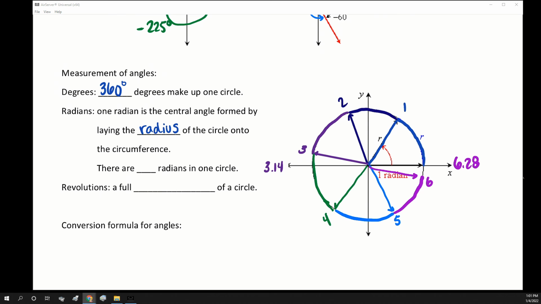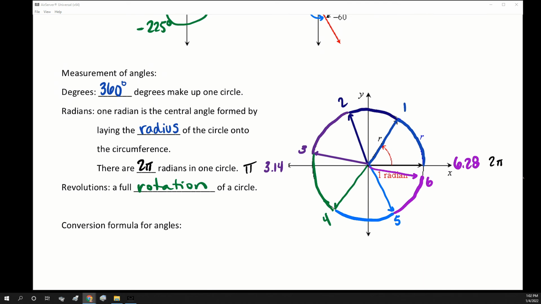So what do you think that 3.14 is? It's definitely pi. And 6.28 is going to be 2 pi, and that's significant because there are 2 pi radians in one circle. All right. And then we're going to talk about revolutions towards the end of the packet. But a revolution is a full rotation of a circle.